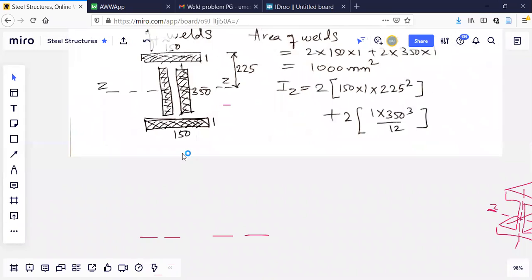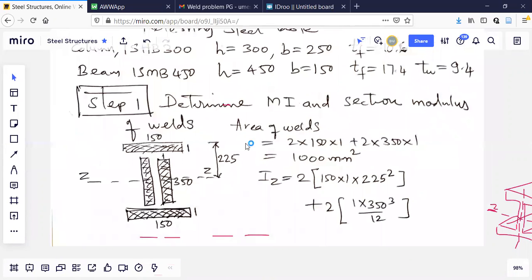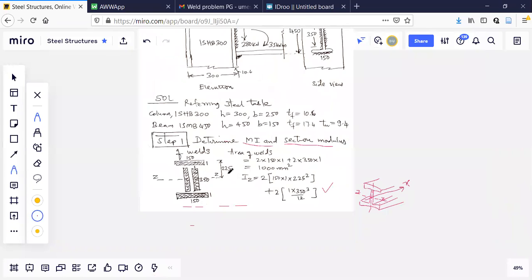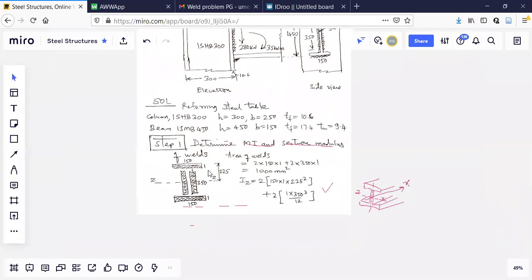This is your first step. These values I'll give because I need to calculate IZ. IZ is this one, and section modulus is I by Y. Y is 225. So once I is calculated, you can find the section modulus. I is calculated here. On the next page, the answer is there. Then section modulus Z is calculated because Z is equal to I by Y. Y is the distance between the neutral axis and the extreme fiber, so it is 225. Those values are there on the next page.